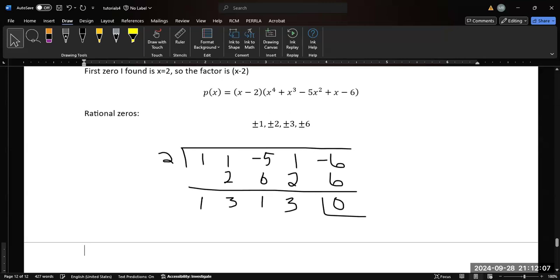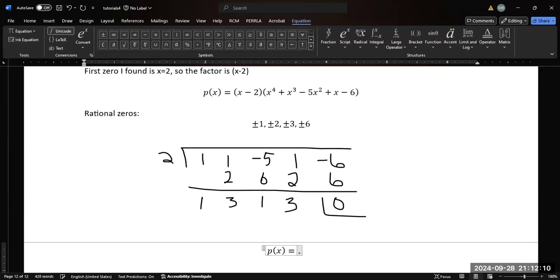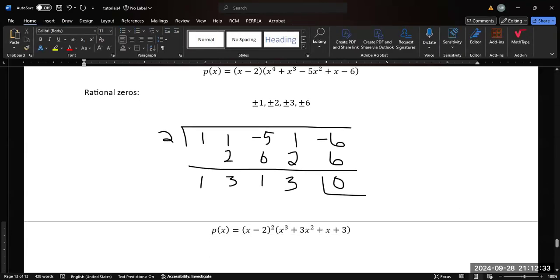And so now I can write p of x as x minus 2 squared, since I have 2 factors of x minus 2. And what's left is 1 degree less than the previous step, x cubed plus 3x squared plus x plus 3. Now at this stage, I've got to a cubic. So one thing that I might be able to do is consider factoring by grouping. It's going to depend on the specific problem. Or you can keep trying other values.